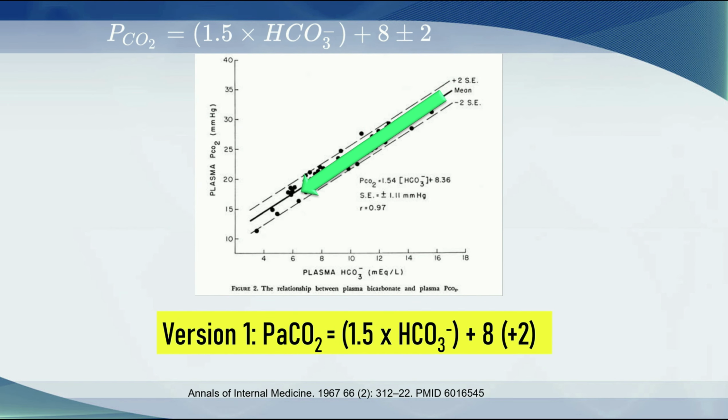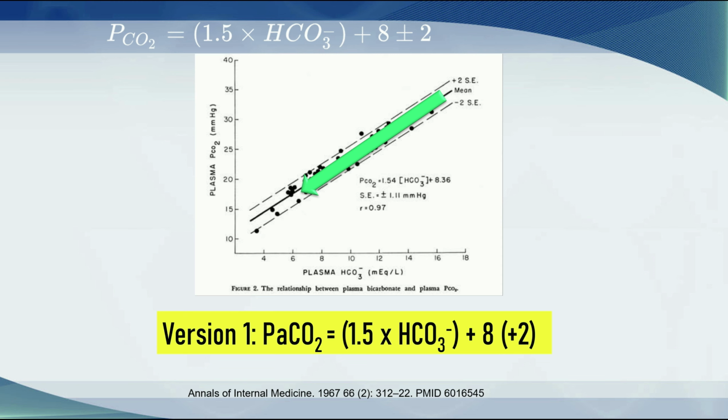Winters' formula gives an expected value for the patient's PCO2. The patient's actual PCO2 is measured, and it's then compared to this. If the two values correspond, respiratory compensation is considered to be adequate. If the measured PCO2 is higher than the calculated value, there is also a primary respiratory acidosis. If the measured PCO2 is lower than the calculated value, there is a primary respiratory alkalosis.